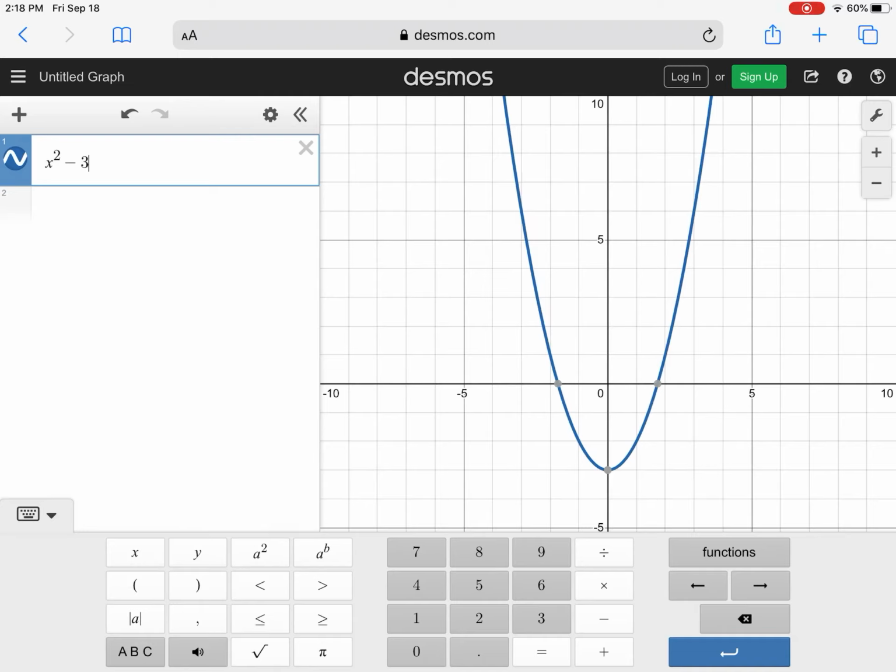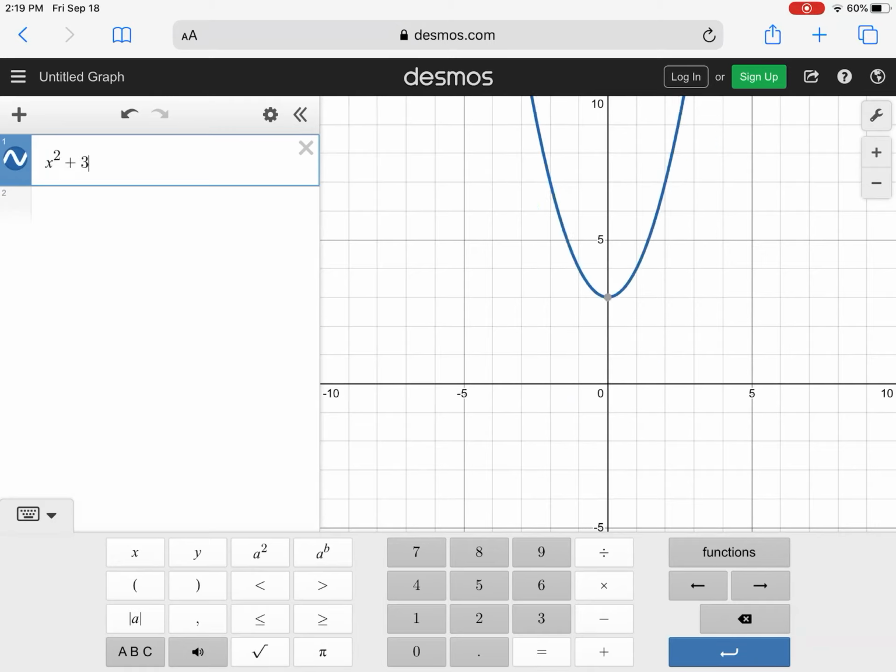So if I minus 3 to this graph, now I have shifted it down. So now I have 2, but I already knew that I could do that. So let's maybe shift it the other way. So let's do a plus 3 instead. So I shifted it up. How many x-intercepts do I have now? And the answer is 0. It never crosses the x-axis.